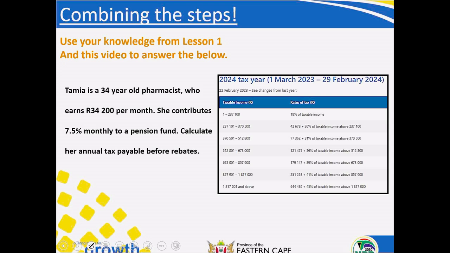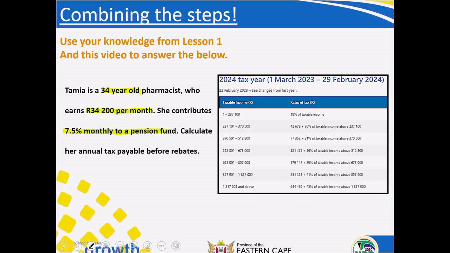As I tell my learners, before you even look at the tax table, you need to analyze the scenario given to you. So let's analyze the information that has been given to us. Firstly, we've been given her age. We've been given her monthly salary, and we've also been told that she does in fact responsibly contribute 7.5% monthly to a pension fund.